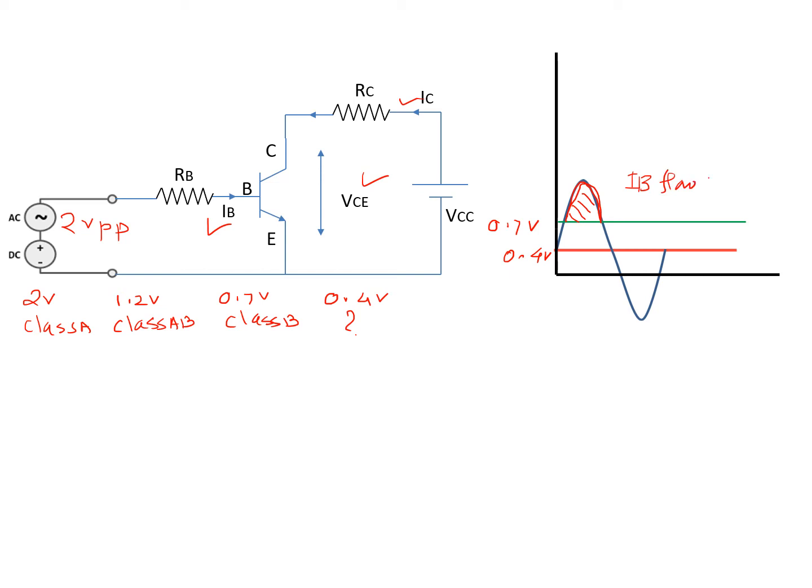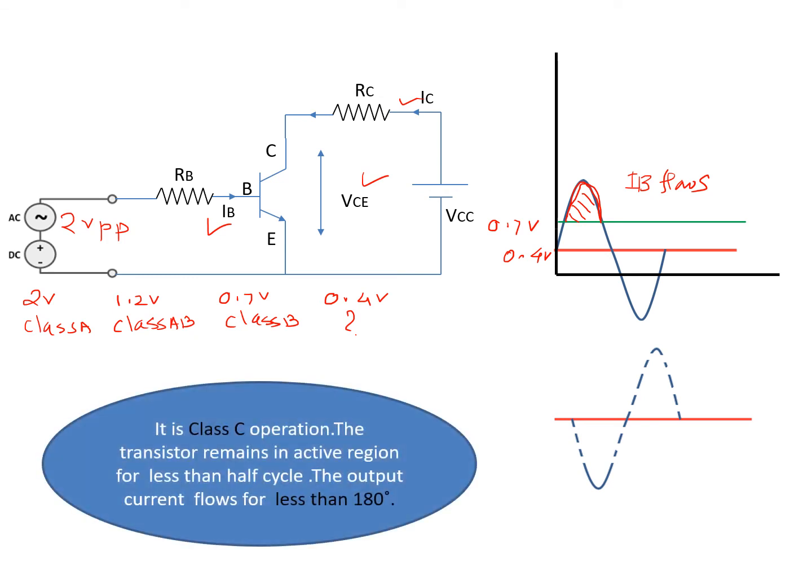That means IB is flowing only for less than 180 degree. Now if you see, the IC is also flowing less than 180 degree. And if you see VCE, it is an inverted waveform due to common emitter configuration. So what we get by keeping DC voltage 0.4, we get the operation known as class C operation.